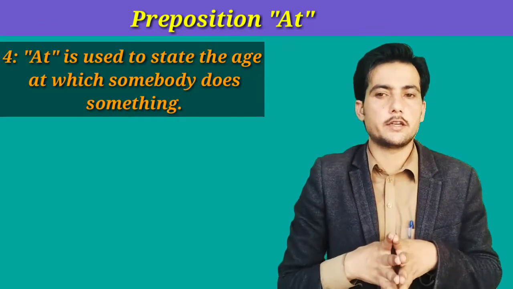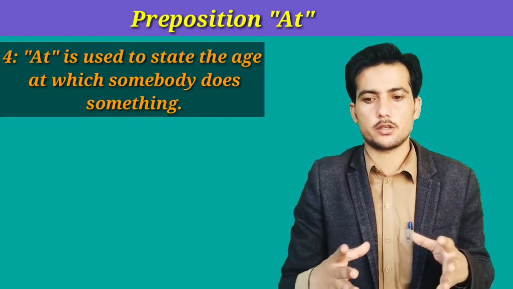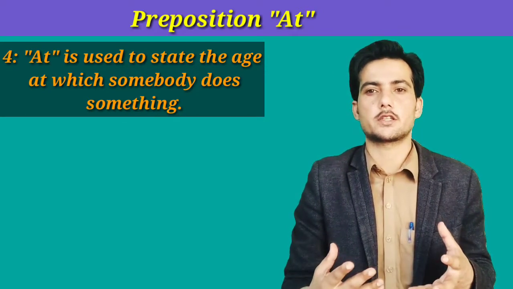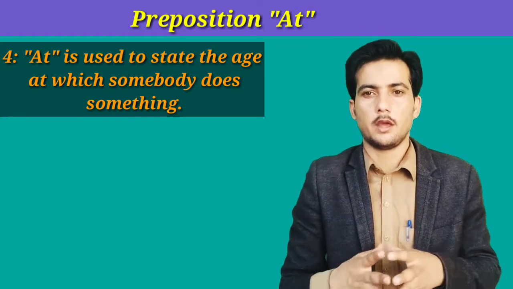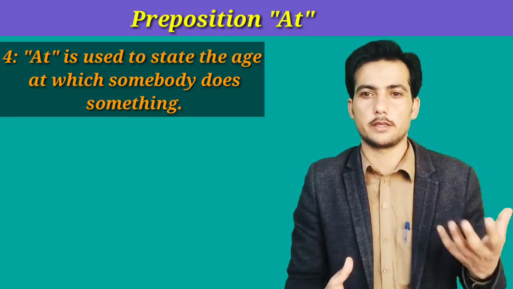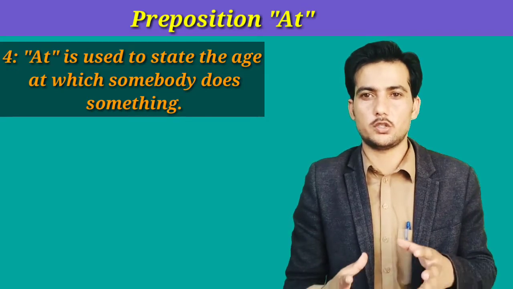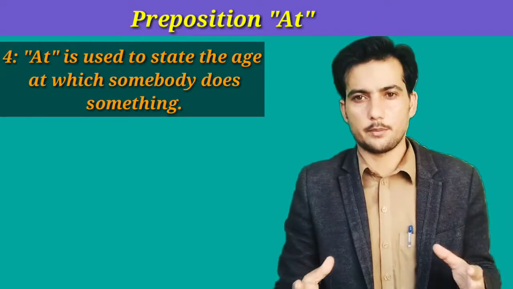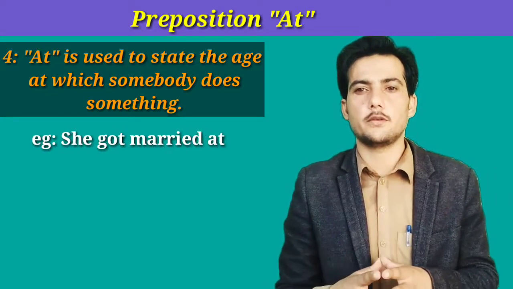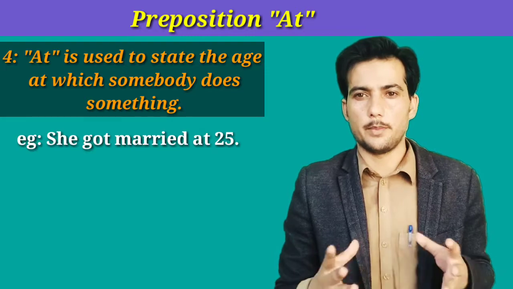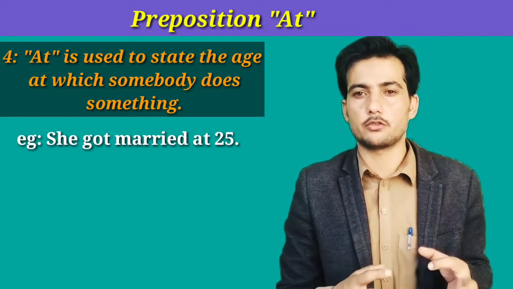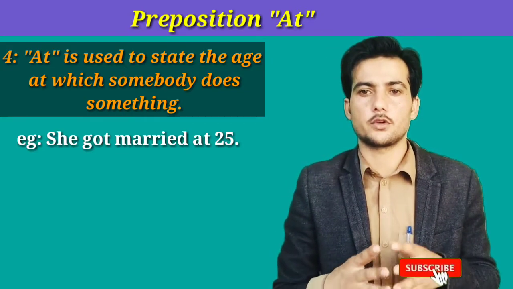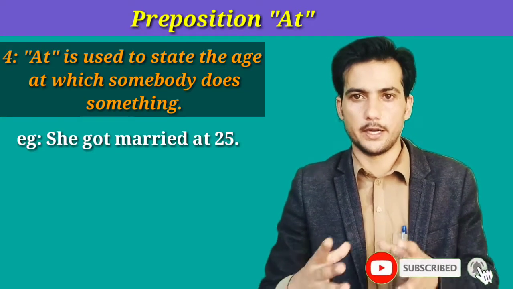It is used to state the age at which somebody does something. In simple words, when you want to talk about someone and refer to his age as well, then you need to say it with the preposition "at". For example, she got married at 25. We have used it as a preposition to talk about the age of someone. Again, we said "at 25", which means at the age of 25.